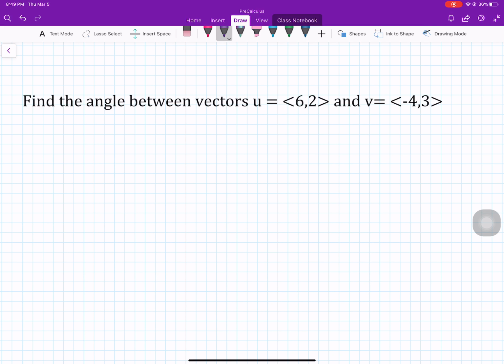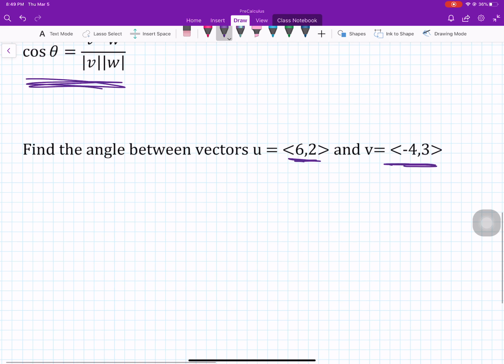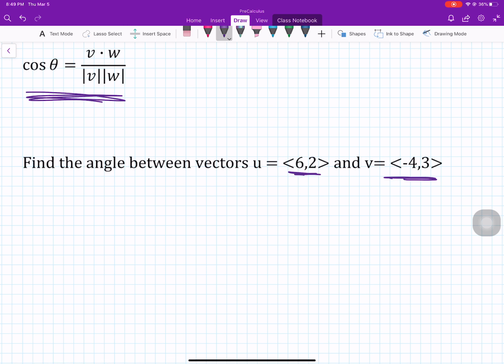So, the example here, in fact, we have the angle between the vectors u, 6, 2, and v, -4, 3. So the first thing we have to do is find each of these individual parts. First, we're going to find a dot product, so v dot w, which is the product of the x's, so 6 times -4 plus 2 times 3 for my y's.